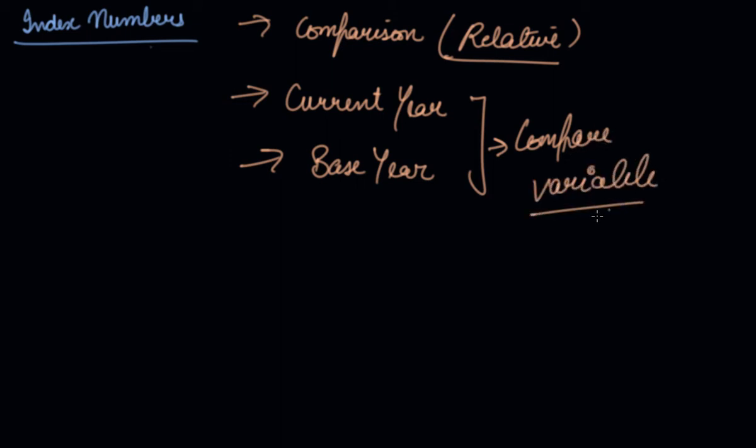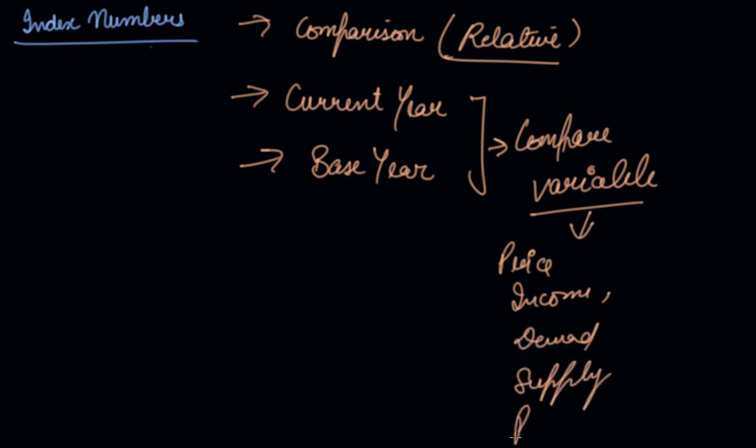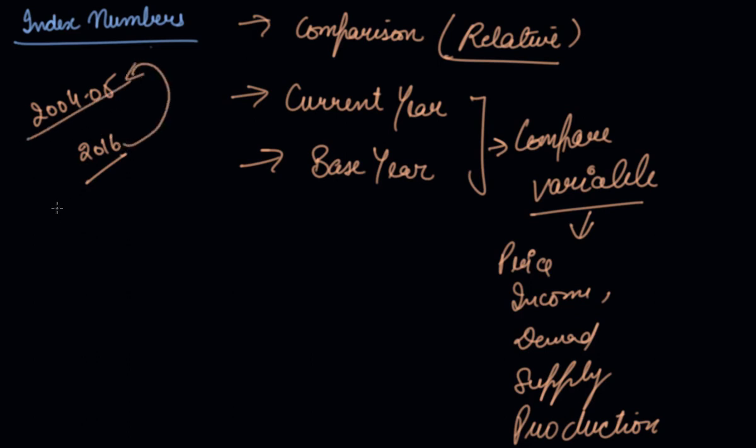The variable can be your price, your income, demand, supply, production, etc. Anything. Like what was your price in 2004-05? And what is the price in 2016? You have to compare it with this. So this is your current year and 2004-05 is your base year. So how your variable has changed from base year to the current year is actually the index number.